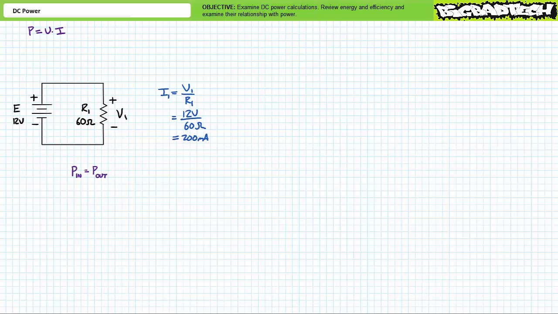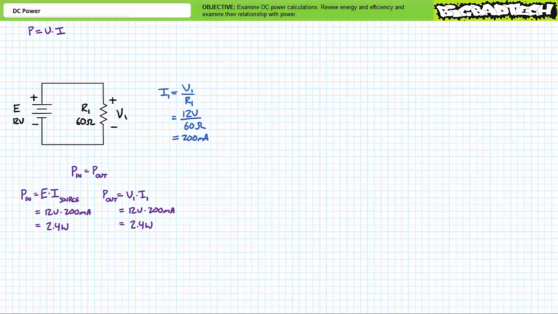Active elements like voltage sources supply power, whereas passive elements like resistors dissipate or consume power. Power in always equals power out. This does not mean all power gets directed towards useful output, but rather that all power supplied is eventually directed somewhere, useful or otherwise. The source induces a 12-volt rise and supplies 200 milliamperes of current, whereas the load experiences a 12-volt drop and 200 milliamperes of current.